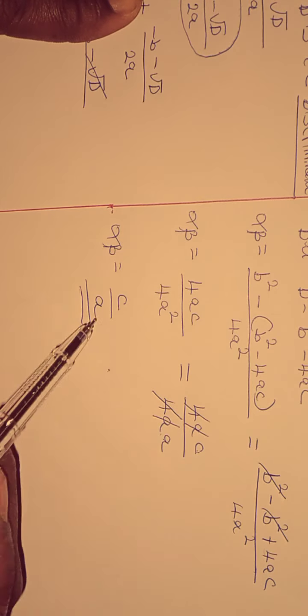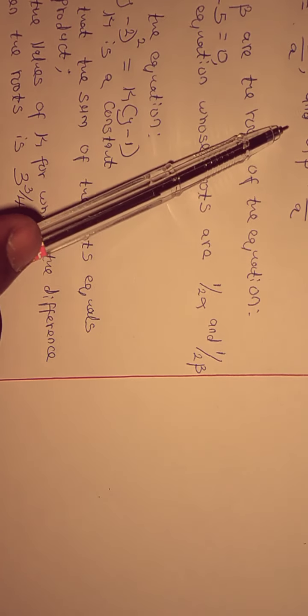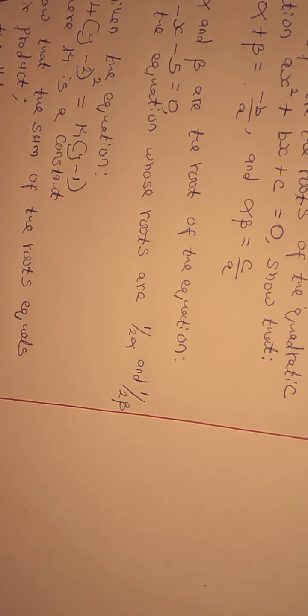And that's about that. So again, it's proving that alpha beta is equal to c over a.